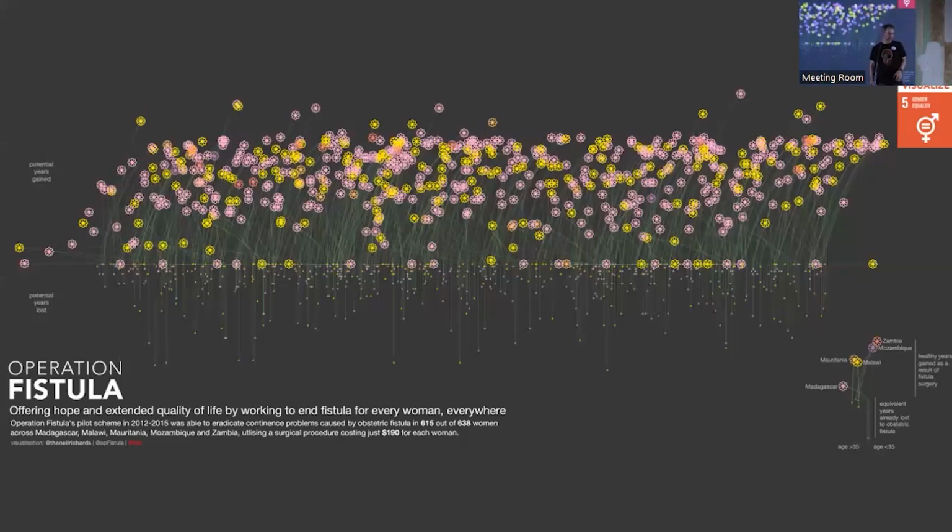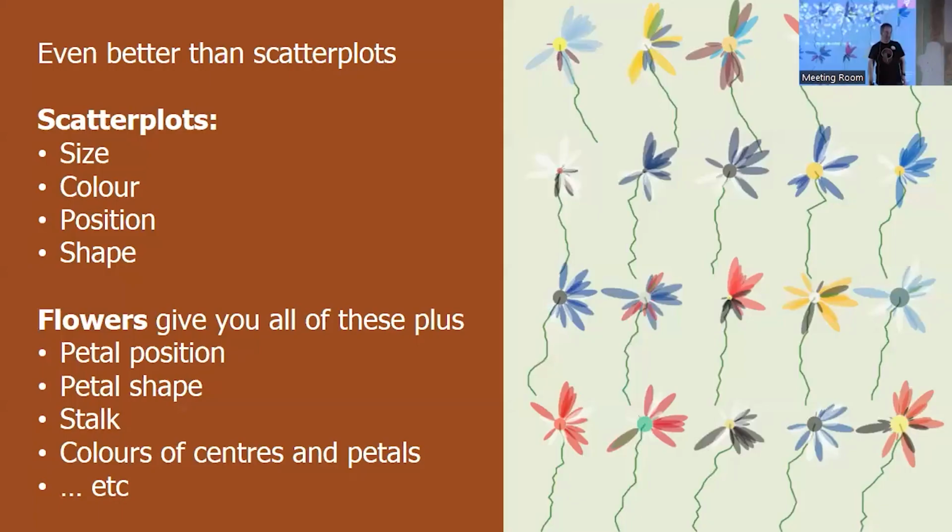So this is one of mine, which I did for Operation Fistula, which is a charity which looks to improve the life of women throughout Africa by providing a really important operation for them. And I chose to have the flower motif here as well. I think below the line, I had each of the women's ages, and above the line, we were looking at the potential number of years that the operation was giving them back. And because they were all moving left to right like that, I just felt it gave a really nice organic feeling of hope there. So I was really happy with that flower metaphor.